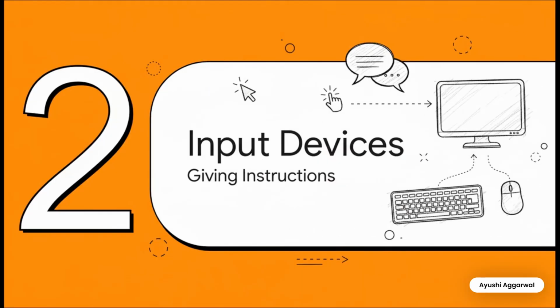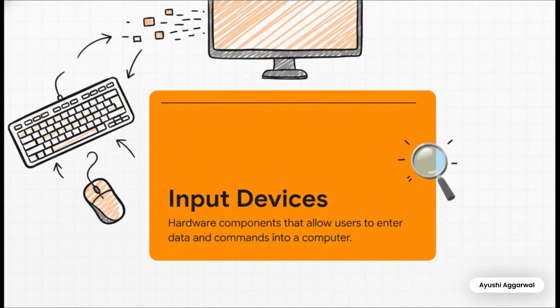Okay, so we've got the hardware basics down. Now let's move on to the next big question. How do we actually give commands to the computer? Well, the answer to that is with input devices. So, simply put, input devices are just the tools that we, the users, use to feed data or instructions into the computer. Things like typing on a keyboard or clicking with a mouse. All of that is input.